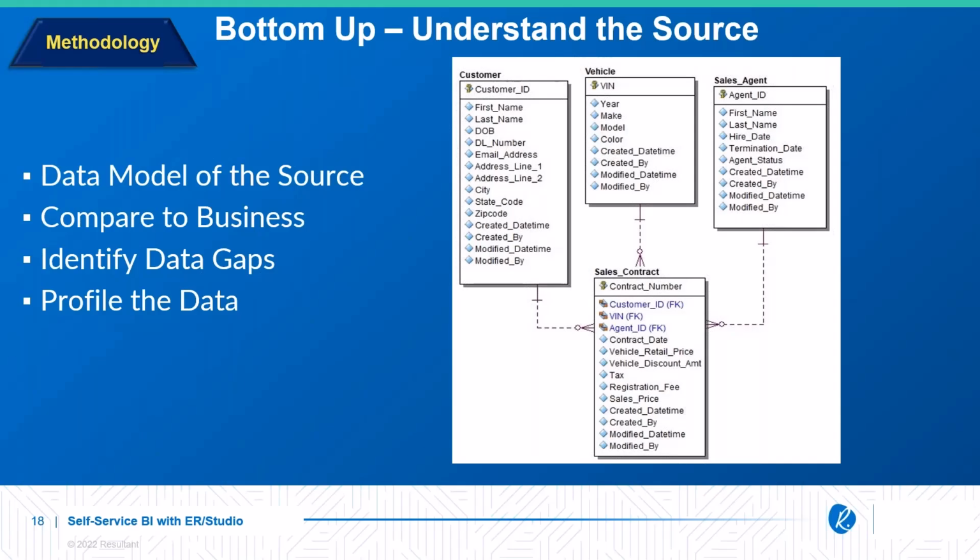And you can see that it has the data attributes, and then the primary key is the customer ID. For customer, vehicles, VIN, sales agent is agent ID, and the sales contract is a sales contract number. And you can see these relationships between them coming into our sales contract. And this is in ER Studio, by the way.